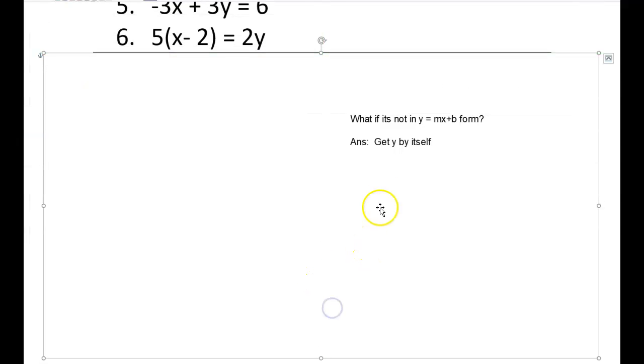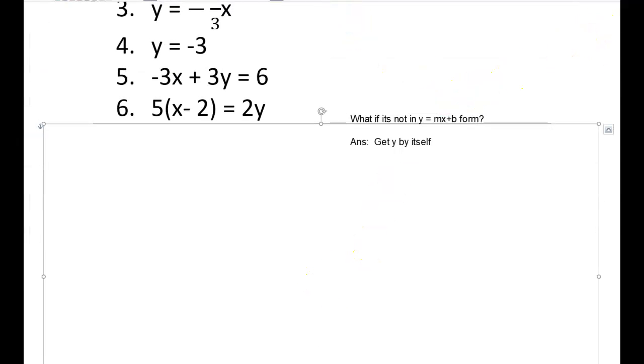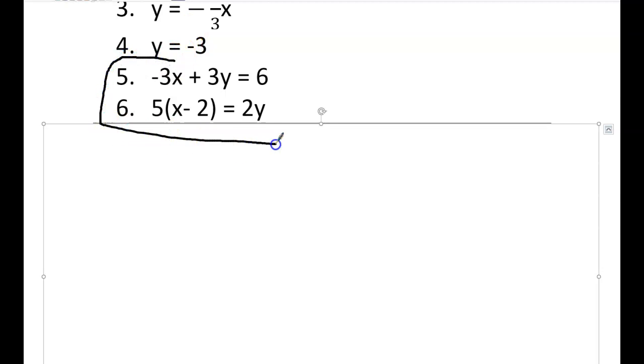So I want you guys to do numbers 5 and 6 here. Number 5 is pretty chill, not too bad. Number 6, I'm going to give you a hint. We don't like these parentheses here either. In slope-intercept form, there's no parentheses. The way you're going to get rid of that is by distributing. So I want you guys to do numbers 5 and 6. And the goal is, I don't want you to graph them, although you could. I want you just to change them into slope-intercept form. So go ahead and pause the video here, and I'll put the solutions up.